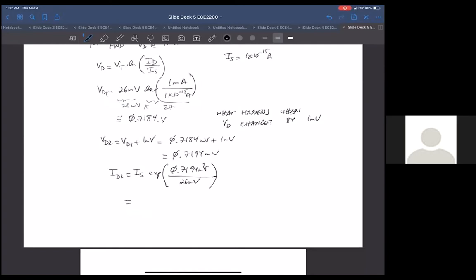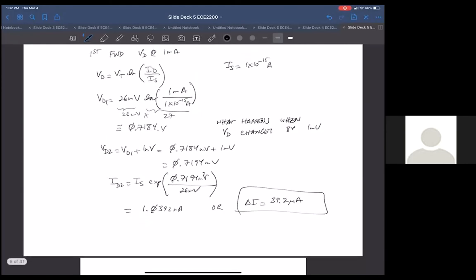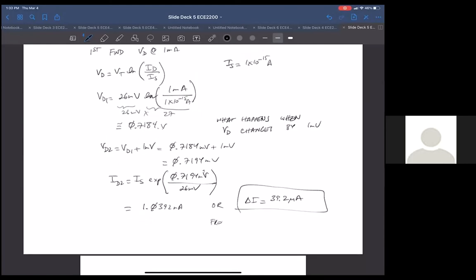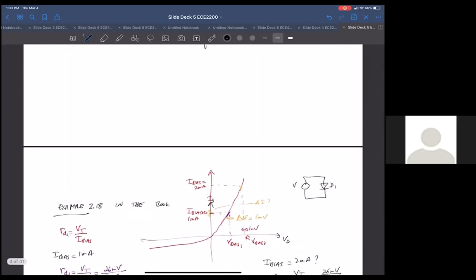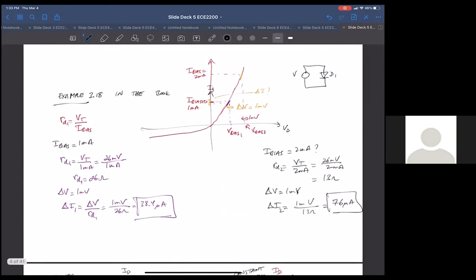And when you calculate that, you end up with 1.0392 milliamps, or your delta I was 39.2 microamps. Okay, calculating it the sort of full way. Okay, so from the small signal, we calculated the same thing here, and we calculated 38.4 microamps from the small signal form.